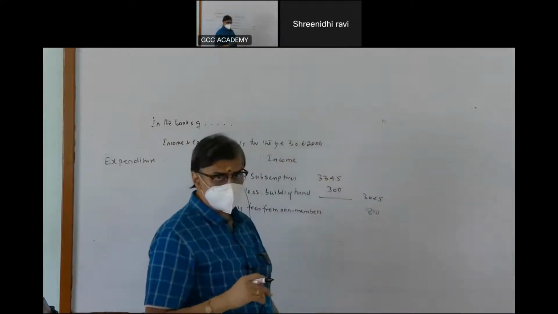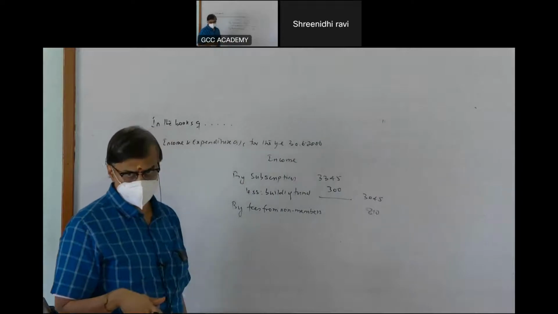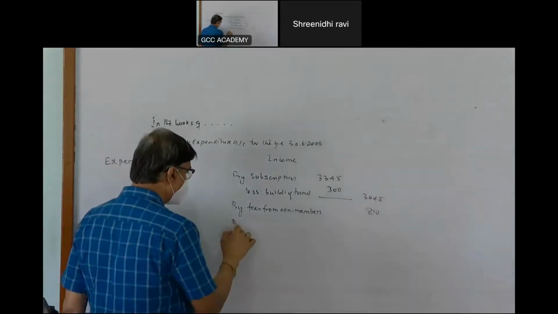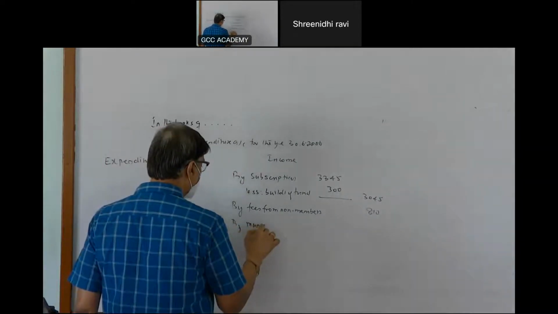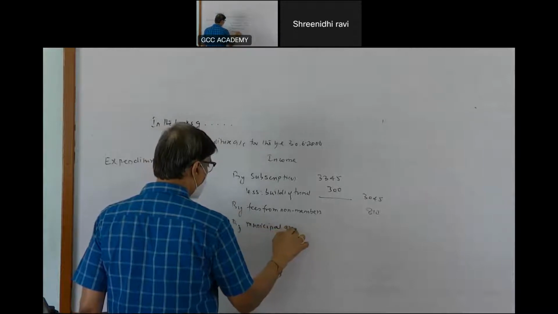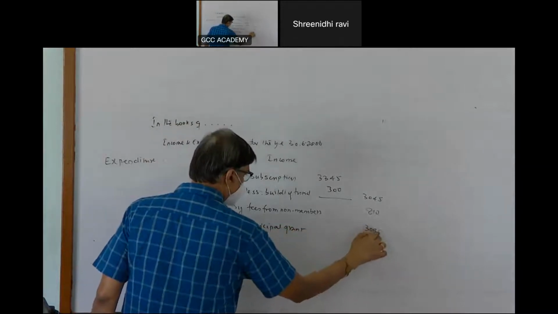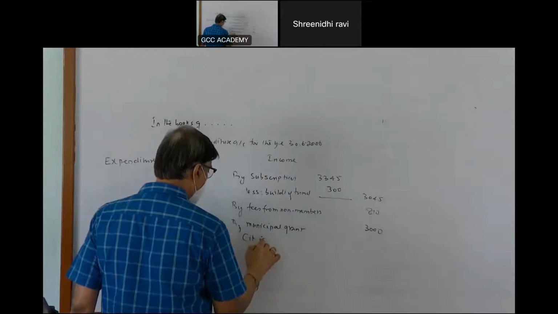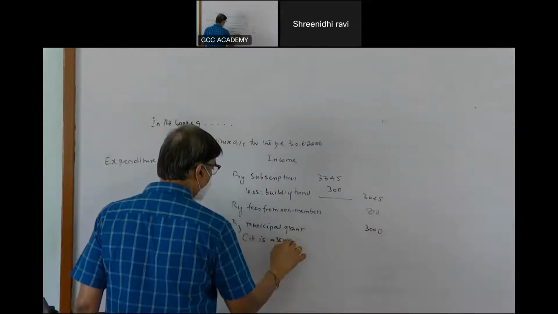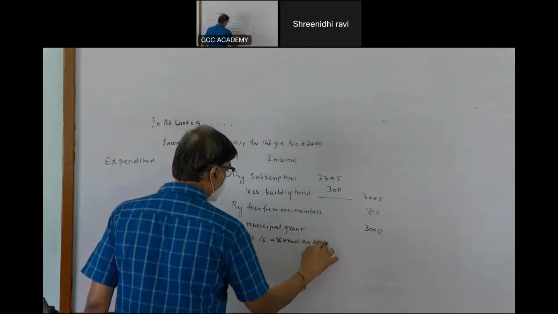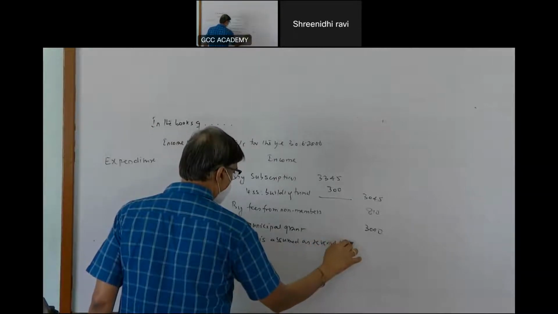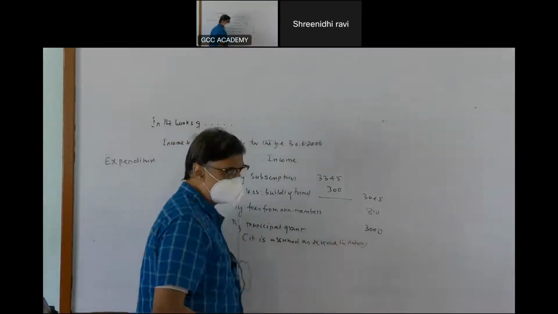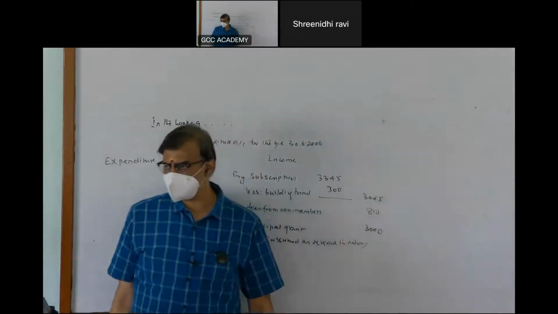Municipal grant, you have to assume it is revenue nature. Nothing is specifically mentioned. Put a note. The municipal grant 3000. Put a bracket note. You can note this separately. It is assumed as revenue nature, because it is not given separately. If this were capital, it would go to the balance sheet. It is assumed as revenue nature.